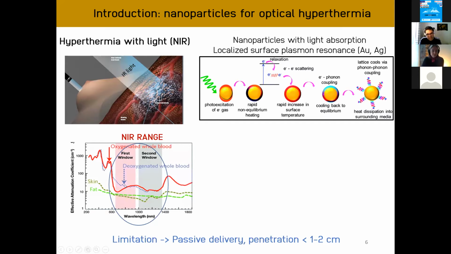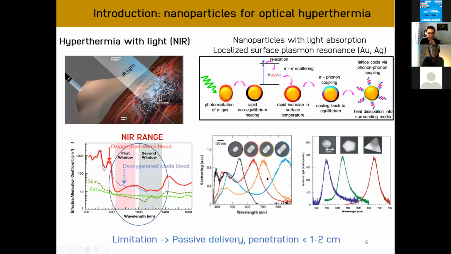That's very important because if we irradiate, for example, with a laser of 600 nanometers, apart from the particles, we could also hit the skin and fat, which could be undesirable. So thanks to nanochemistry engineering, we are able to tune the surface plasmon to respond in these biological windows. For example, in elongated particles we can tune the aspect ratio, or as you can see here, we can also tune the geometry in order to tune the surface plasmon. However, it also has a limitation, which is that the particles are passively delivered, and the penetration is not so high.